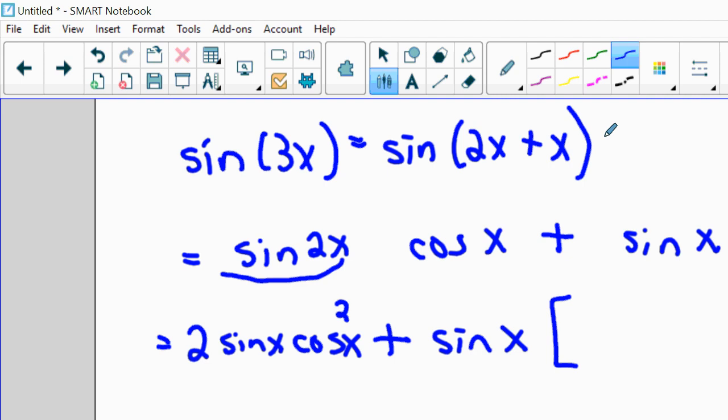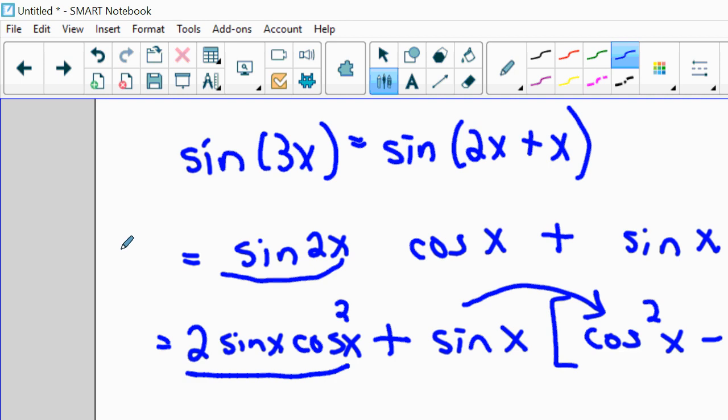I don't care. Let's go with the weird one: cosine squared x minus sine squared x. I actually looked here in my brain and saw one of those over here. That's why I went with it. Because there's 2 of them, and one more is 3 sine x cosine squared x minus sine cubed x.